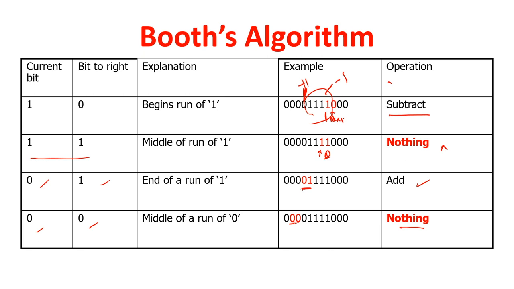So this number gets converted to plus 1 because, if you look at the 0 1 case, the current bit is 0, so this 0 gets converted into plus. And because of the 1 0 case, in this case this gets converted to minus 1. So let's look at a bigger sequence and see how it behaves.